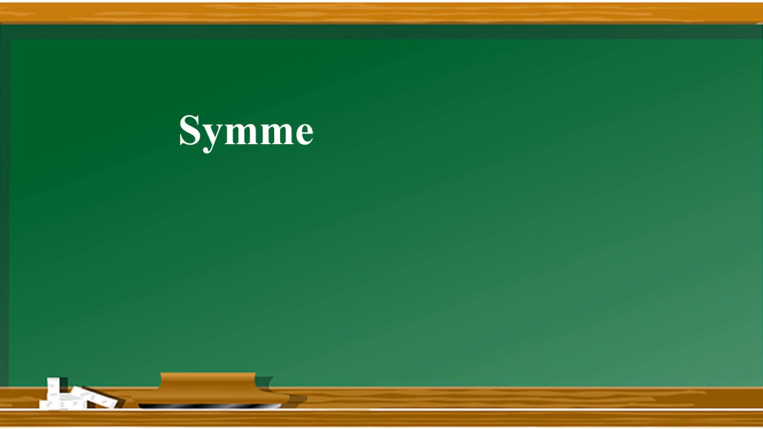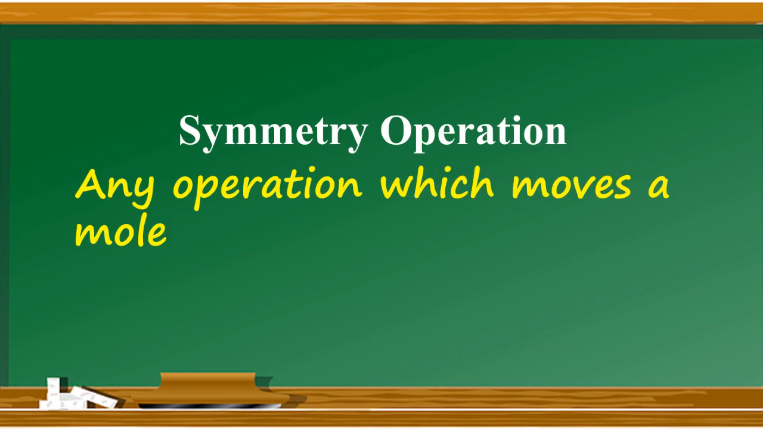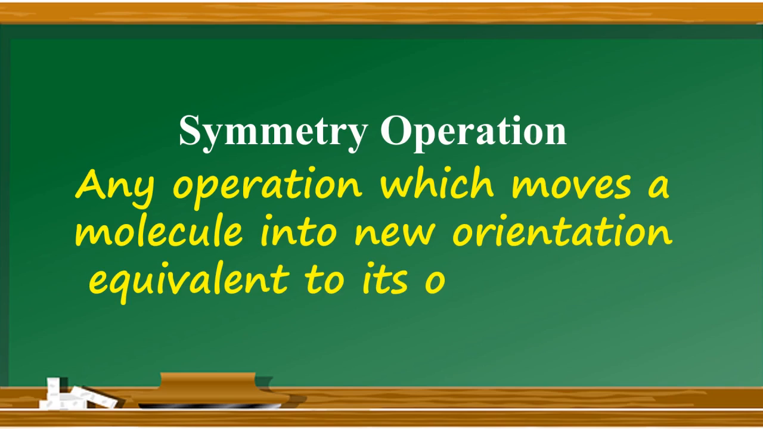A symmetry operation can be defined as any operation which moves a molecule into a new orientation equivalent to its original one. So this means that the effect of a symmetry operation is to take a body into an equivalent configuration which is not necessarily identical to the original configuration. It may be in some other configuration, but both the original and new configurations are indistinguishable.